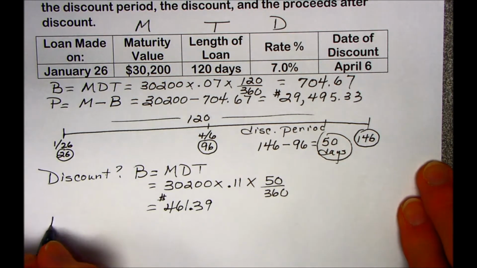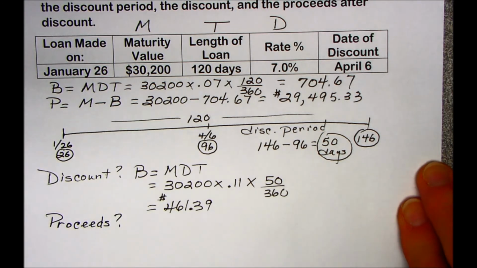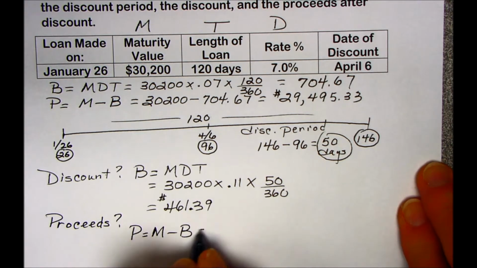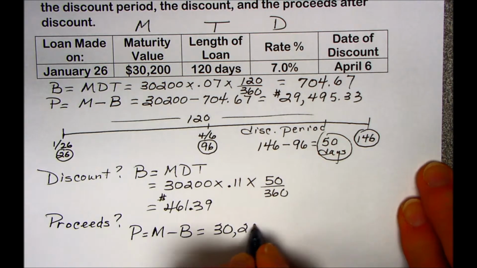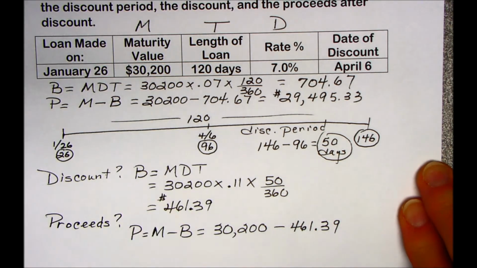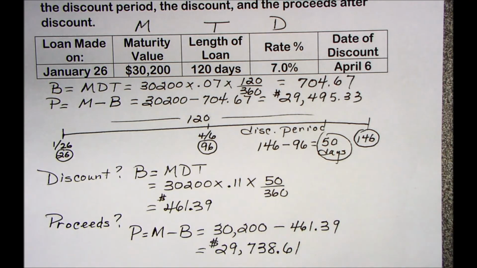$461.39. And the last question asks us, what will the proceeds be? To find proceeds, we are going to take the maturity value minus the bank discount. So 30,200 minus the value that we just found. That's the charge that the buyer is assessing this individual that holds the note. The original holder of the note then will receive the proceeds, in other words, the difference between the maturity value and the charge for buying this note before its maturity date.